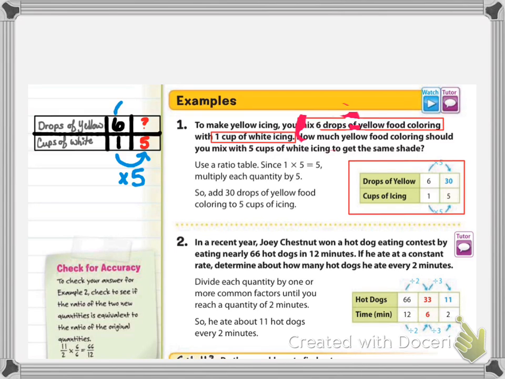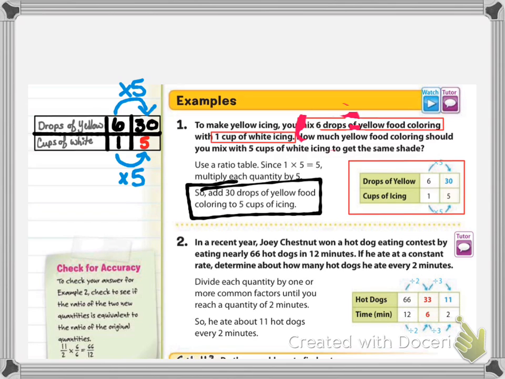So if you look at the top, what do you do to 6 to get the missing number? You'd have to say times 5, because you want to make sure that you're consistent with both the top and the bottom. Since I multiplied the bottom by 5, I must multiply the top by 5. So 6 times 5 gives me 30, and that's how we get our answer of 30 for this problem. So if I take away my question mark and put in my 30, now remember, the final question is asking how many drops of yellow we need. You really need 30 drops of yellow food coloring to 5 cups of icing.